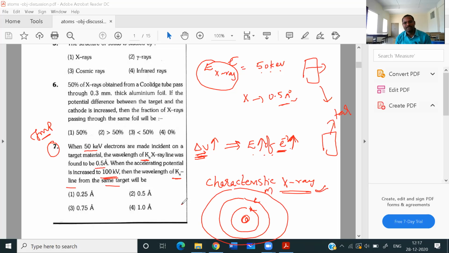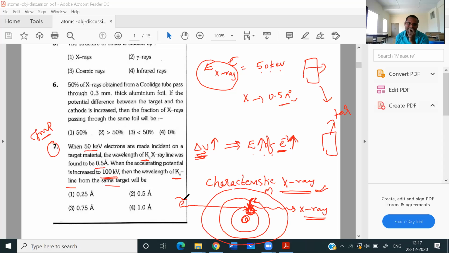So when a fast-moving electron hits the electrons in the K shell, one vacancy will be created. This vacancy will be filled by a higher energy electron, so a transition of electron will take place. Now when an electron jumps from a higher energy level to a lower energy level to fill this vacancy, one radiation will be produced. That radiation is X-ray radiation wavelength. Clear? Got it?